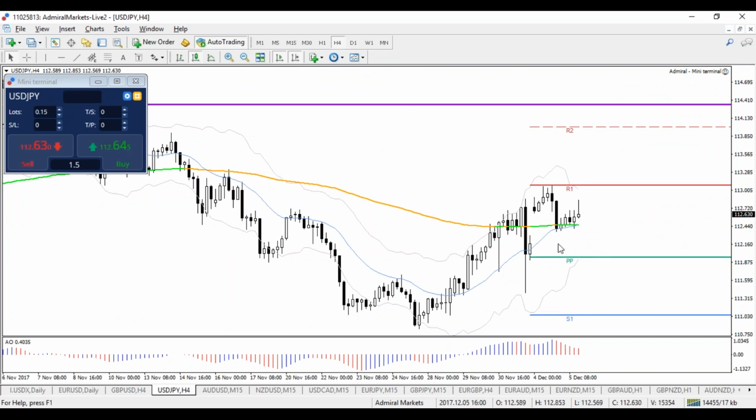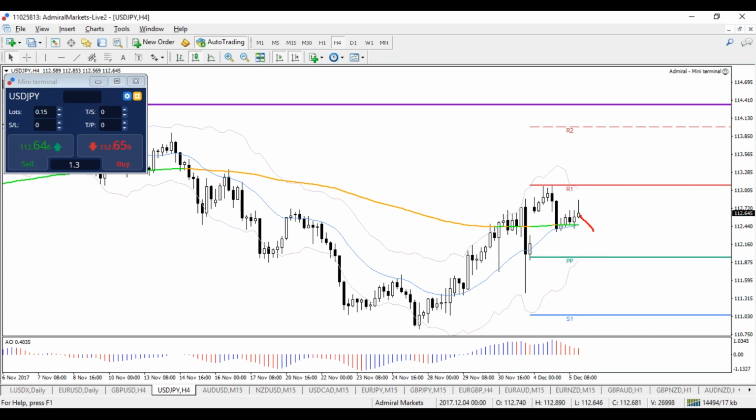at the moment, is in an uptrend, but it is kind of at a crucial spot. I think as long as it stays above the weekly pivot point, this is the Admiral Market pivot point, also one of the tools from the MT4 Supreme Edition, by the way, just like this mini terminal, by the way.